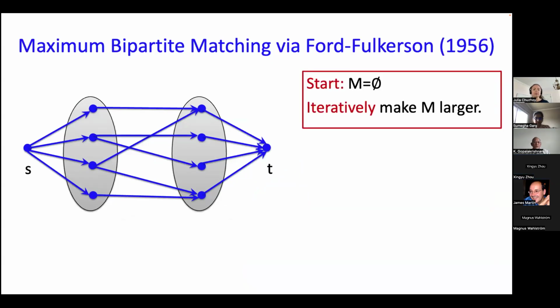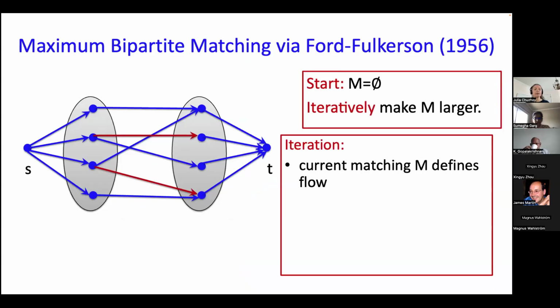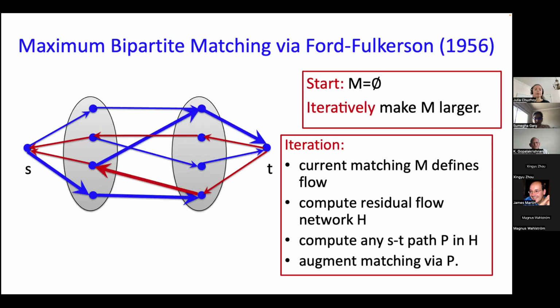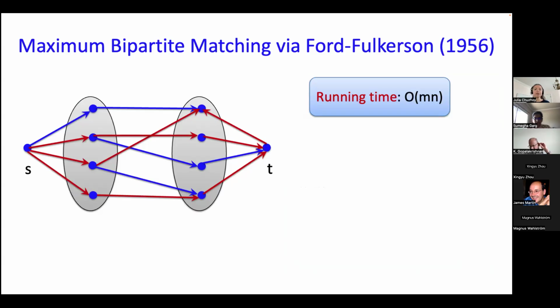To remind you, we start with an empty matching, and then we do iterations. And in every iteration, we make this matching bigger. So what happens in every iteration? We start with a current matching. This matching defines a flow in this flow network. We compute the residual flow network. In the residual flow network, we compute any ST path. It's called an augmenting path. And then we augment the flow and the matching along this path, and we get a bigger matching. And it's easy to see that this algorithm can be implemented to run in time O(mn), because there are going to be at most n of these augmentations, at most n iterations, and every iteration can be implemented to run in time O(m).